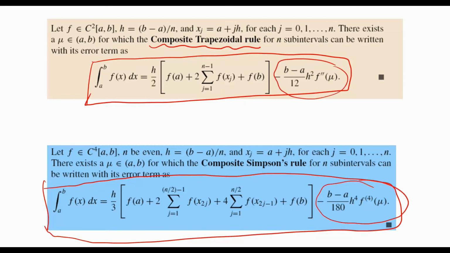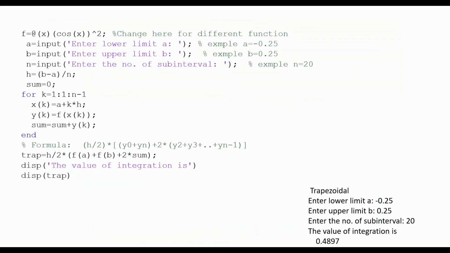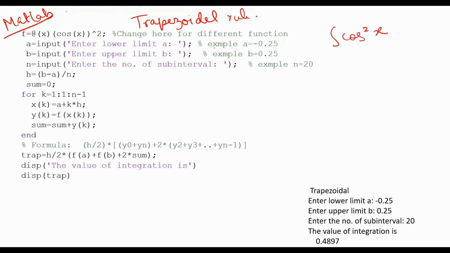So now we will move on to the MATLAB code. This is the MATLAB code for the trapezoidal rule. I want to find the value of the definite integral in the range minus 0.25 to 0.25. So I give a as this and b as this, and the number of subintervals. For example, I took n equal to 20. This is how you can apply the trapezoidal rule in MATLAB.